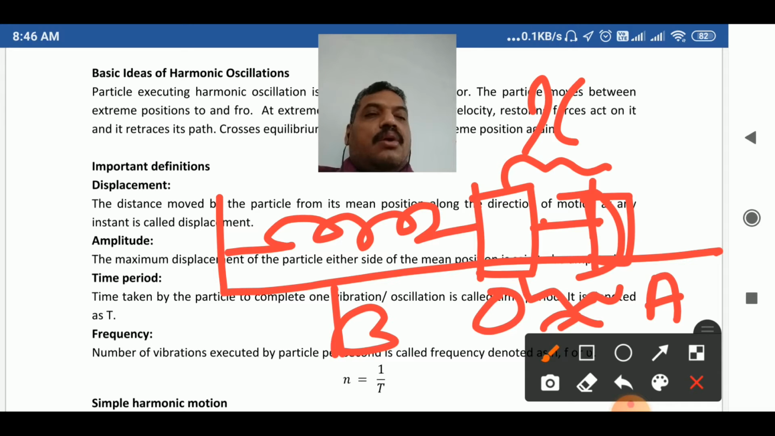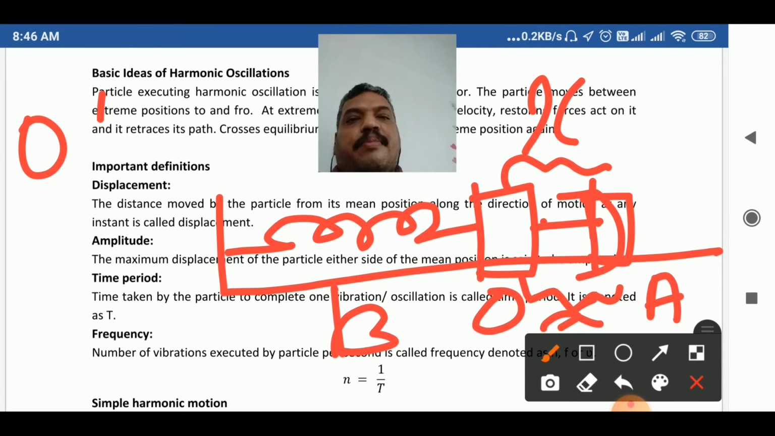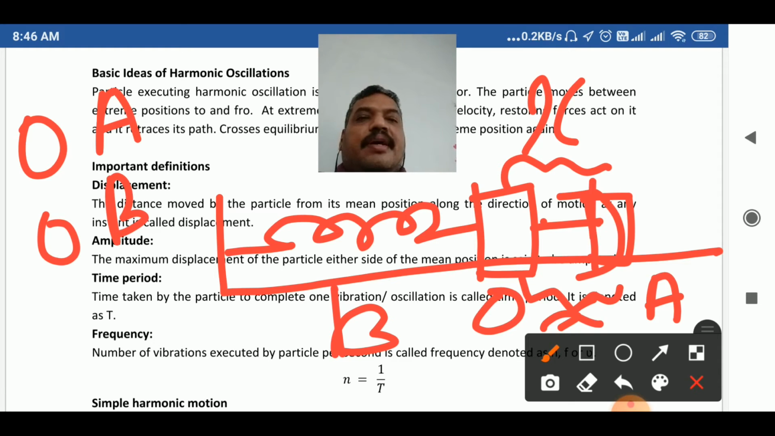Now amplitude is the maximum distance traveled by the block to any extreme position. Amplitude may be OA or OB. Displacement can be anywhere in between OB or OA. Now time period is the time taken to complete one oscillation.